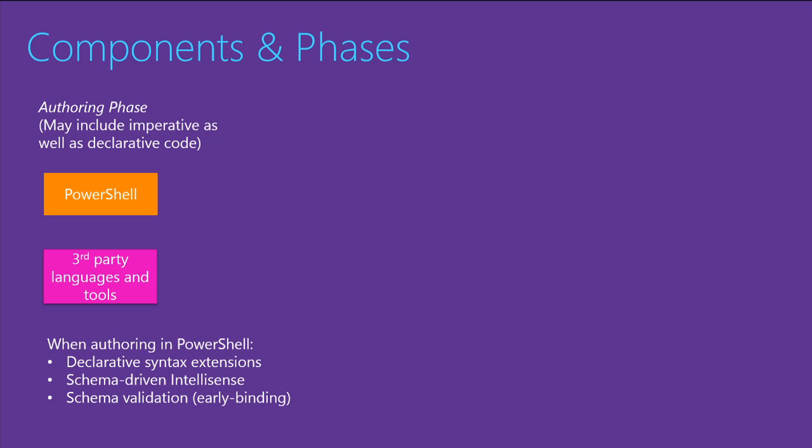What happens with DSC is you have authoring, and then that generates a MOF document, which is an intermediate language file. You can do that through PowerShell. You can do it through third-party tools. It doesn't matter. If you get that MOF document, the intermediate language file, you can send that to a target node, and DSC will take that and use it.